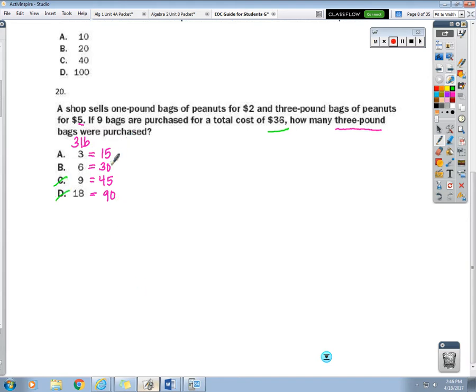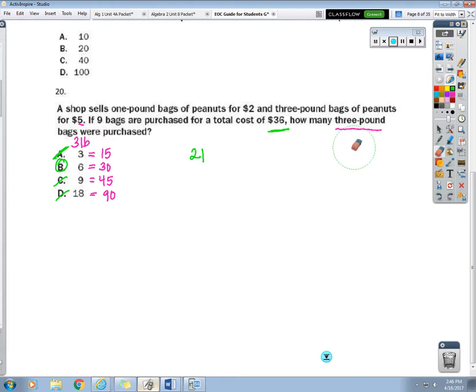Well, then you need to consider that if she purchased that many 3-pound bags, that would be $15, but her total was 36, so that would leave how much money that went to the 1-pound bags? Oh, I just wrote it, 21. Well, can you really spend $21 on $2 bags evenly? No, so that wouldn't work. It would have to be B.